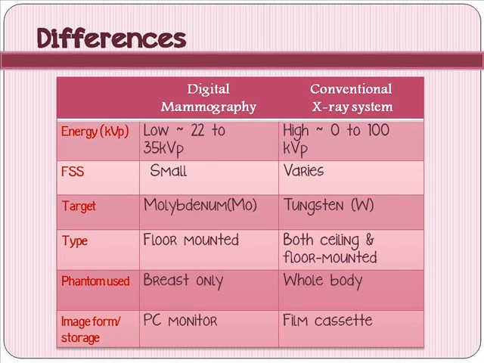Okay, the phantom used for digital mammography is the breast, while for the conventional X-ray system it is whole body. For image storage, digital mammography images are usually stored in the PC monitor, while in the conventional X-ray system, the images are stored in the film cassette.